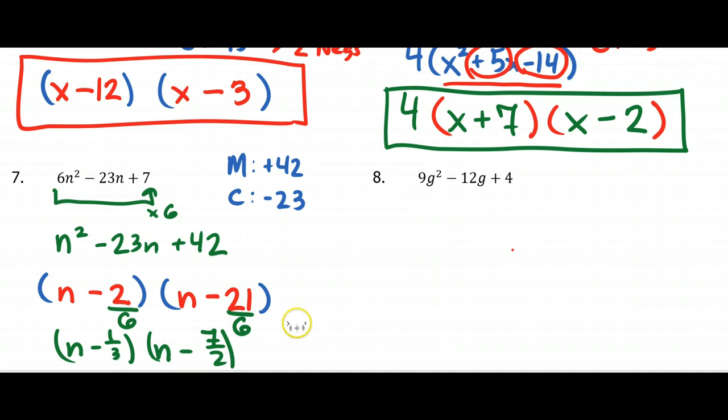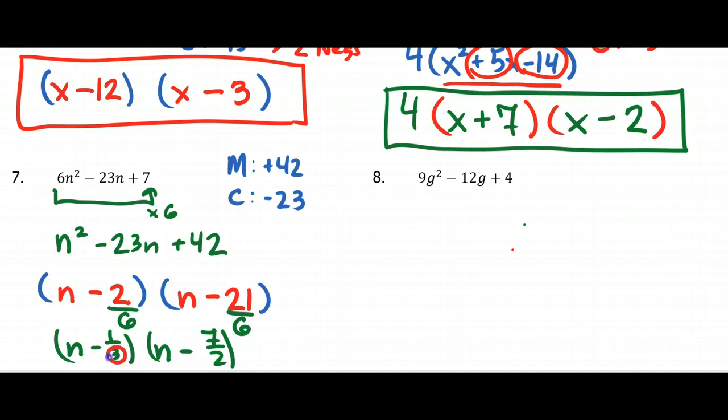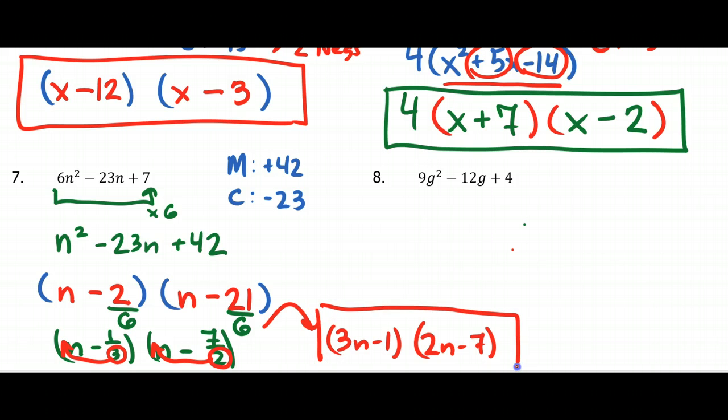Okay, and then the last step, to simplify this, we don't want fractions in our factored answer here. So we're going to take this 3 right here, and we're going to slide it over to the n. What we're really doing is multiplying n and 1/3 both by 3. So this gives us 3n minus 1. And then we're going to take also this 2 down here, slide it over to the n. We're really multiplying again n and 7 halves by 2, and that gives us 2n minus 7. So that would be my final factored answer for this expression.